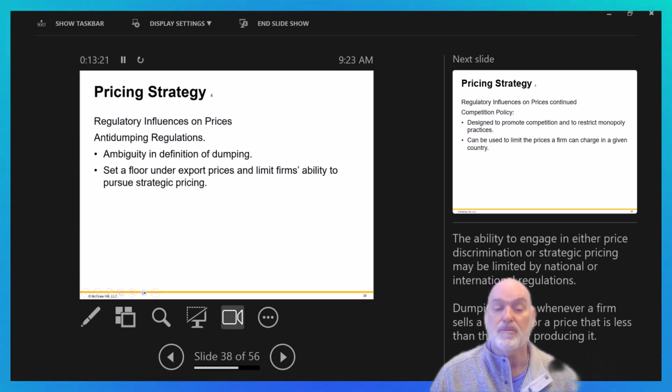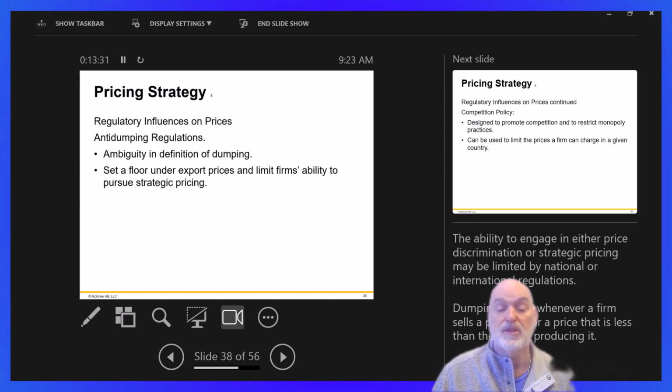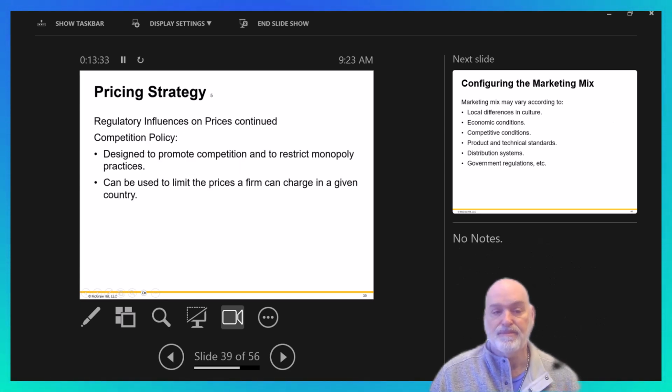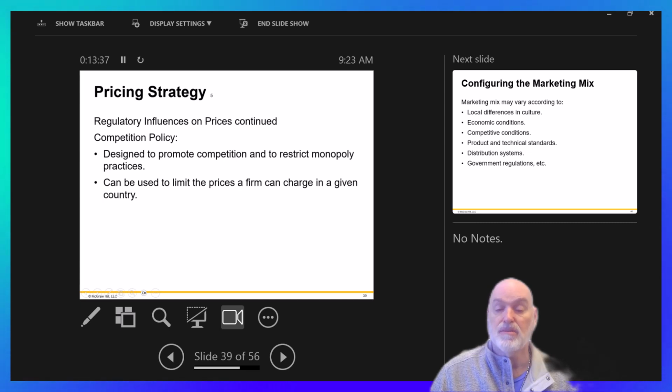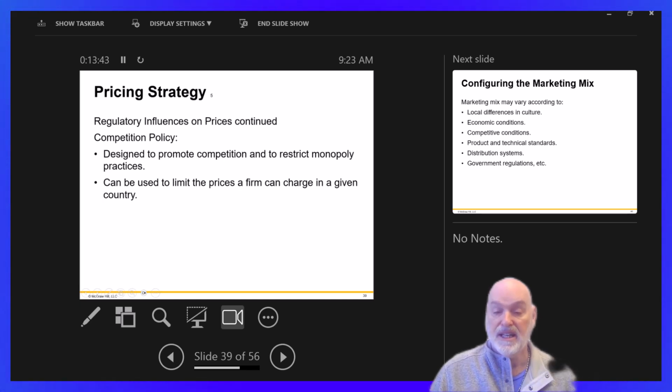Regulatory influences on prices. You have something called anti-dumping regulations, with ambiguity in the definition of dumping, and a set of floor under export prices that limit firms' abilities to pursue strategic pricing. Competition policy is designed to promote competition and to restrict monopoly practices. It can be used to limit the prices a firm can charge in a given country.